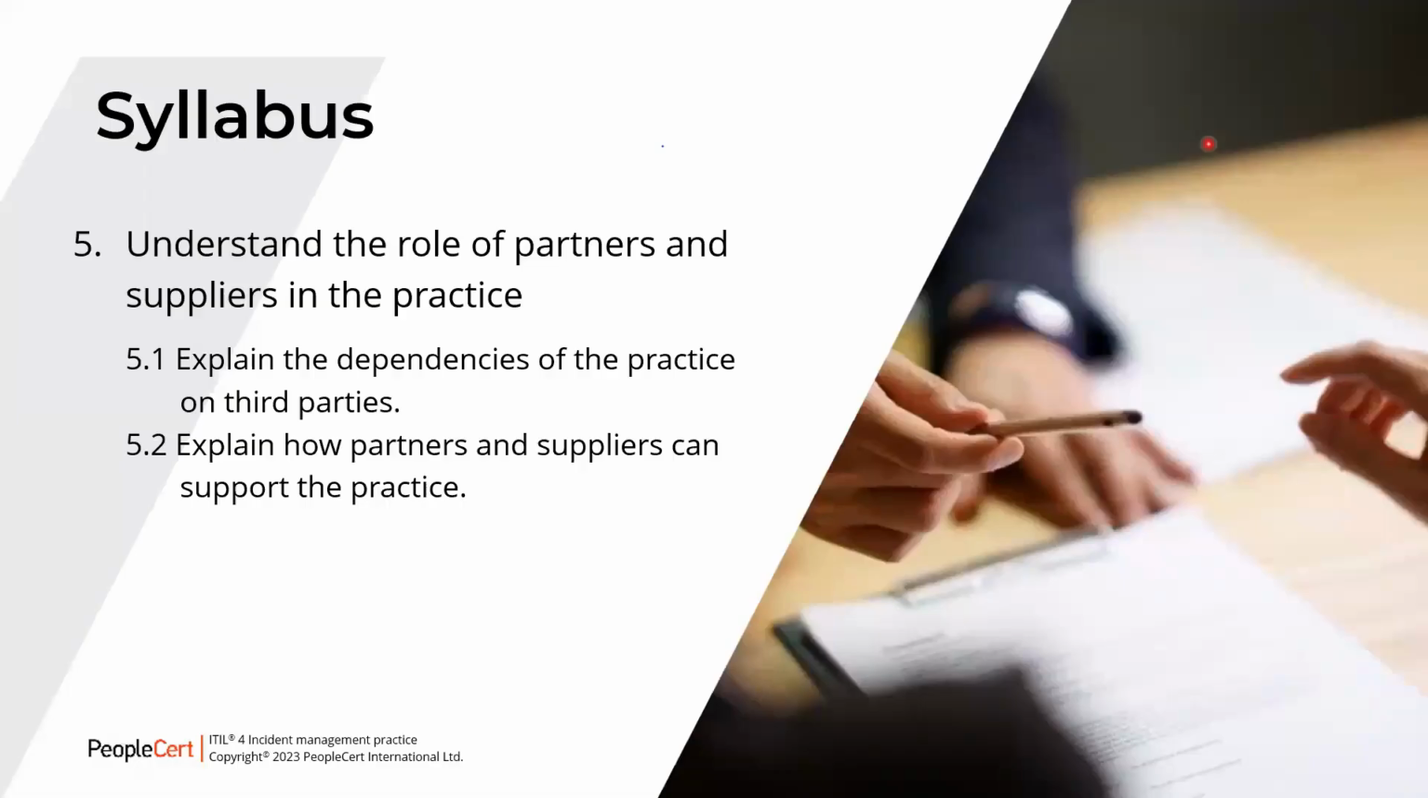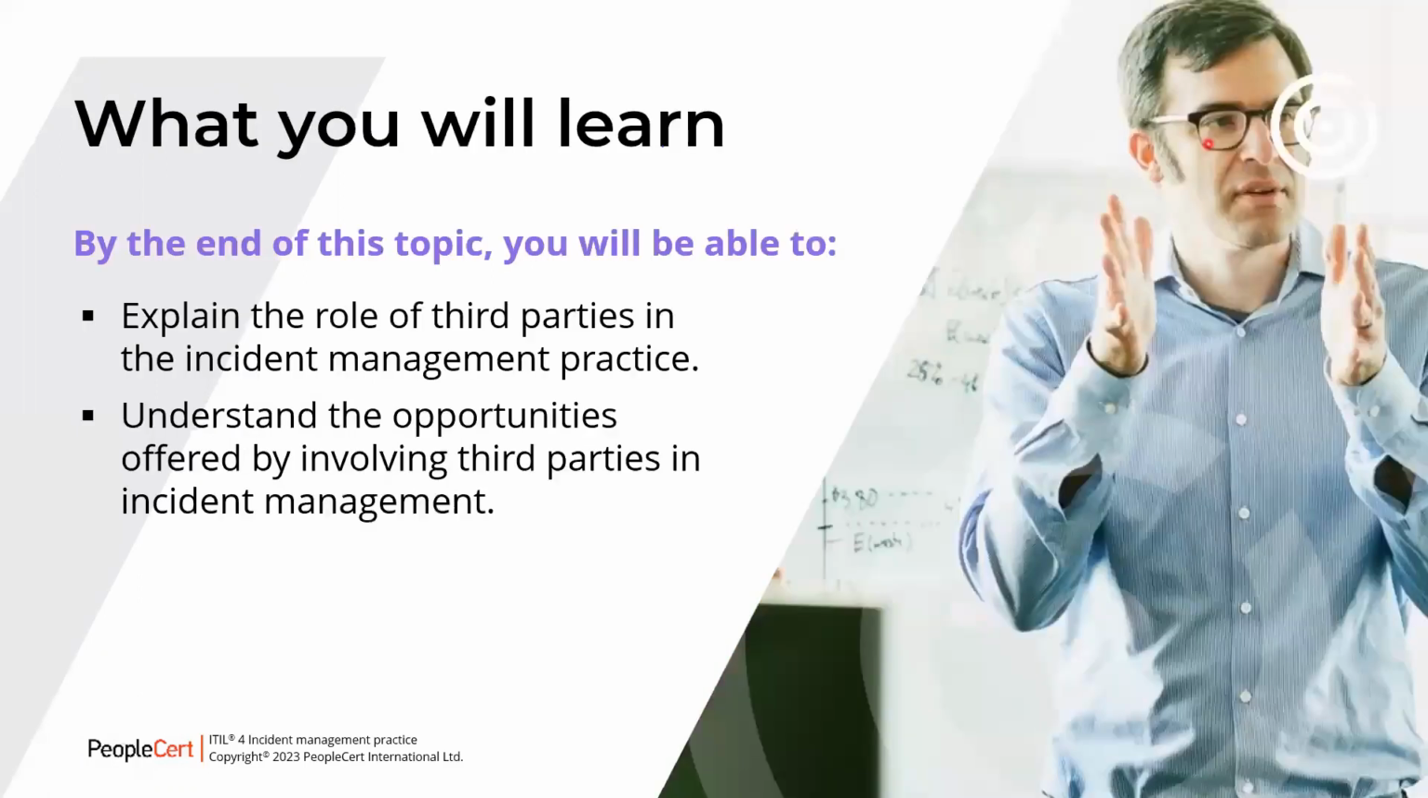The exam syllabus is the following. We will be understanding the role of partners and suppliers in this practice, particularly the dependencies of the practice on third parties, and explain how the partners and suppliers can support this practice. Which means by the end of the topic, you will be able to explain the role of third parties in this incident management practice and also understand the opportunities offered by those third parties in incident management.